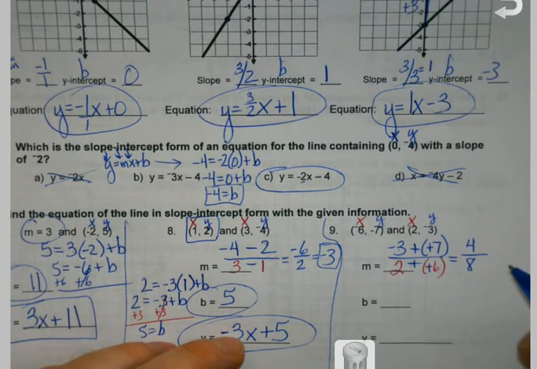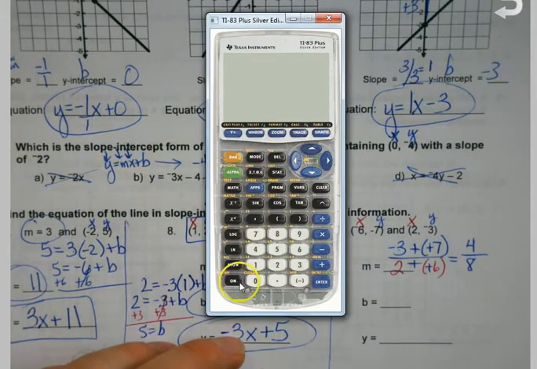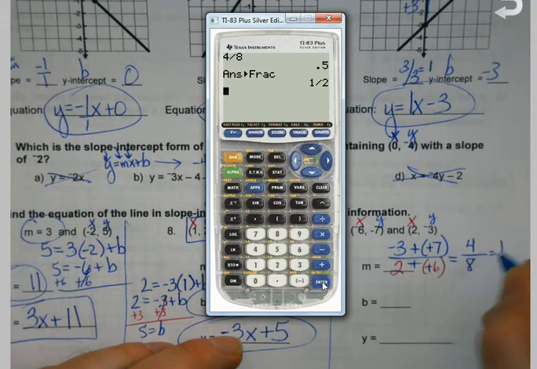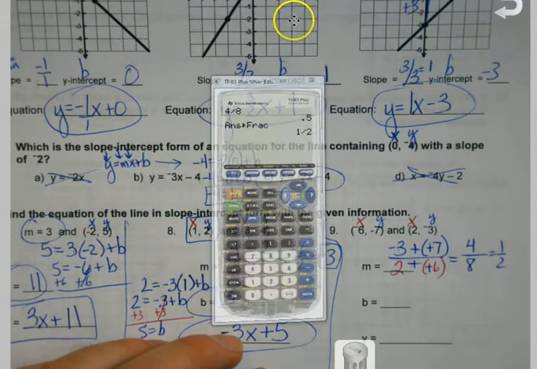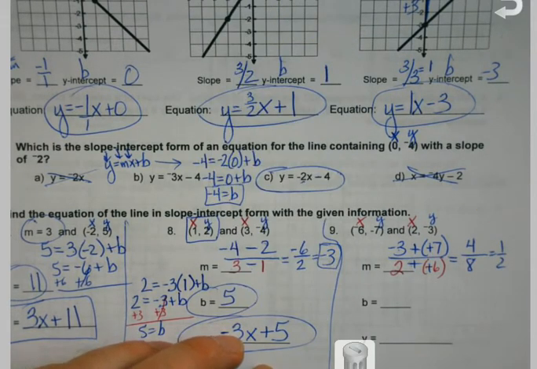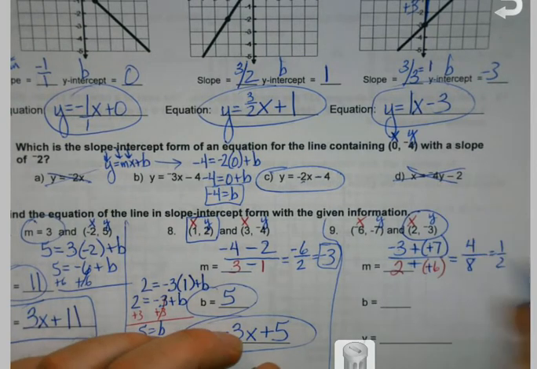Be careful, this isn't 2. That'd be 8 divided by 4. If you're not sure, you can always go to the calculator. And no, we do not want a decimal. Okay. So my m would be 1/2. And then just like we did before, I can't get away from the negatives this time. Use this guy.